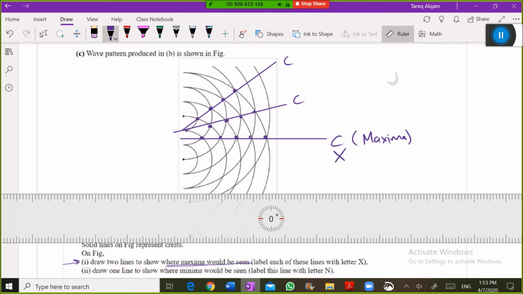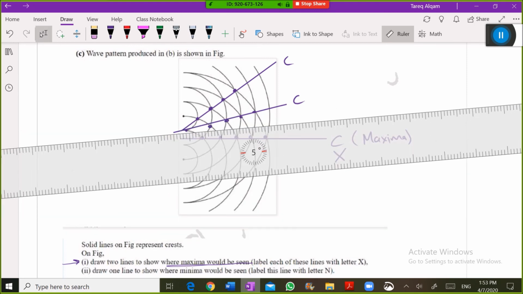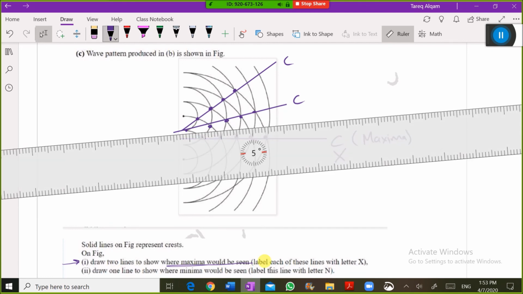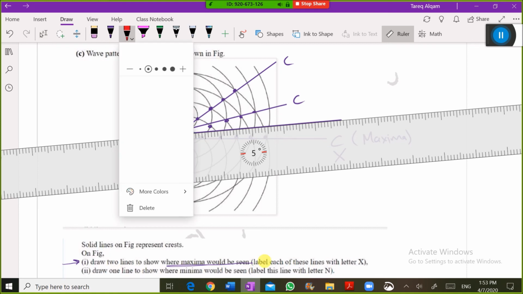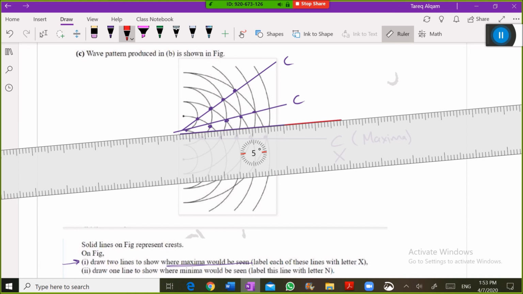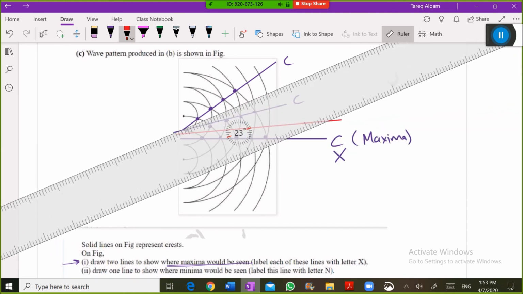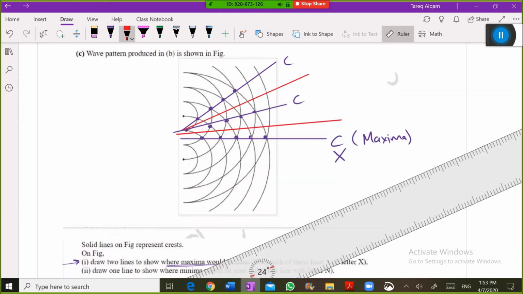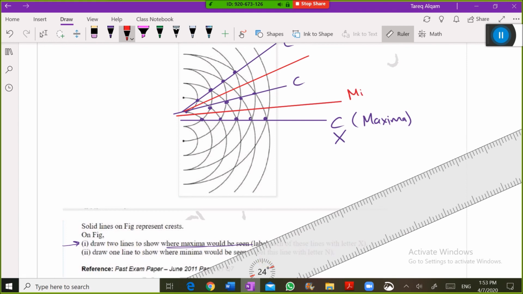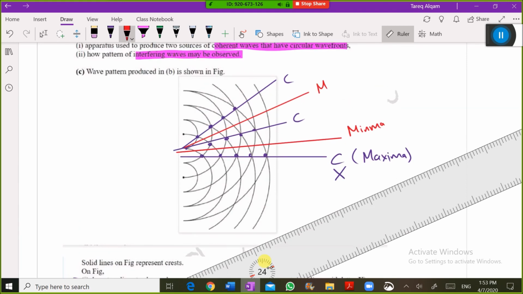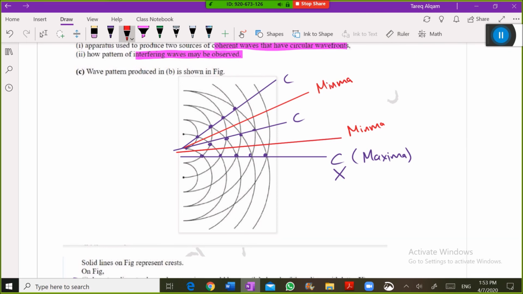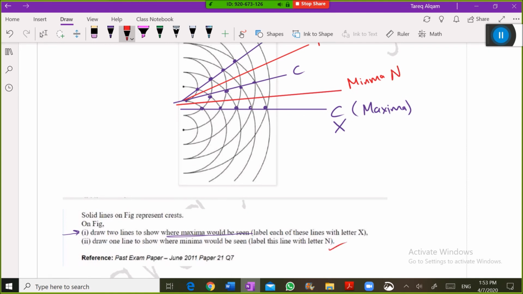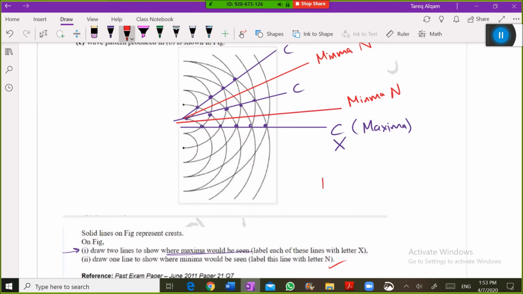Now between two successive maxima we have a minimum. Between two successive maxima we will have minima. Right here, in this position, we have minima. Here we have minima. Which must be labeled by N. Between any two successive maxima, there is a minimum.